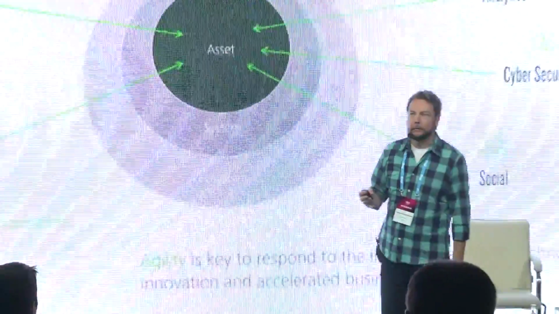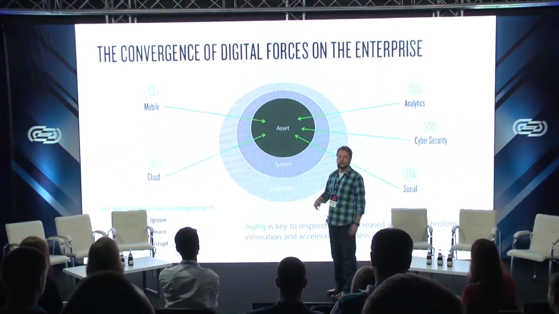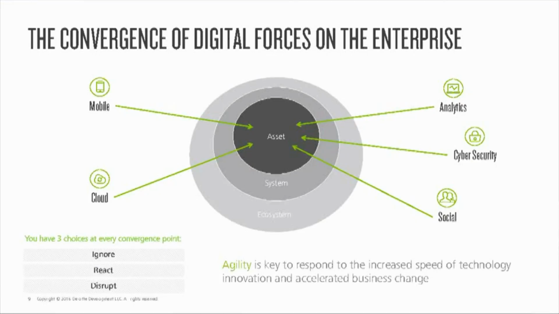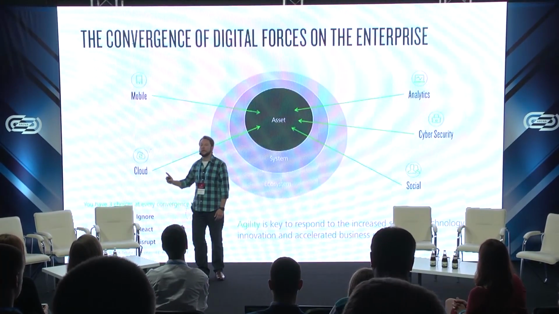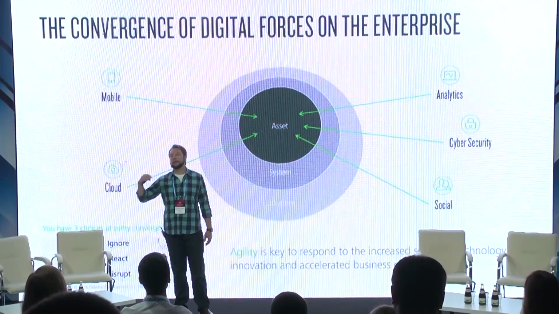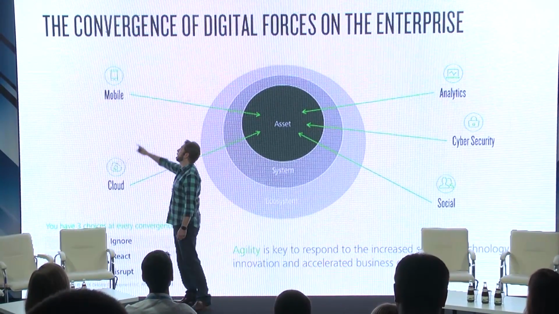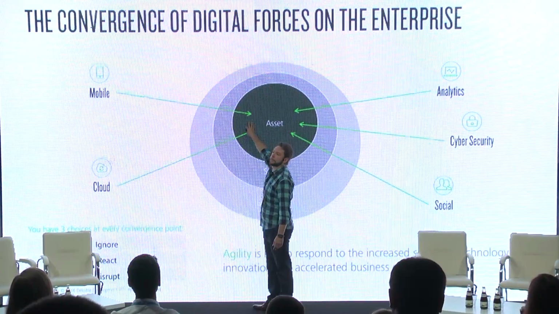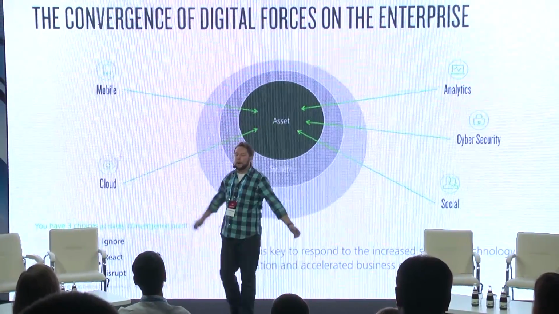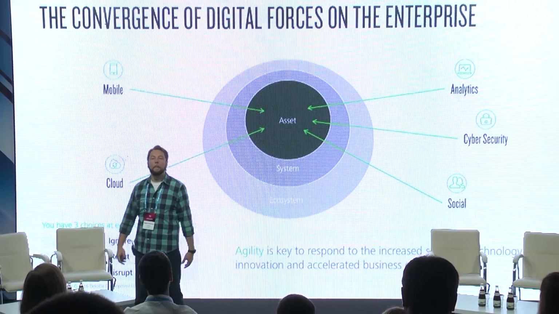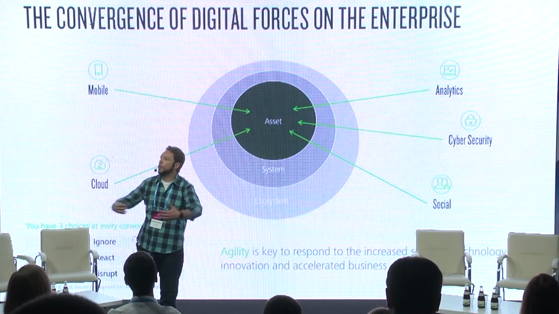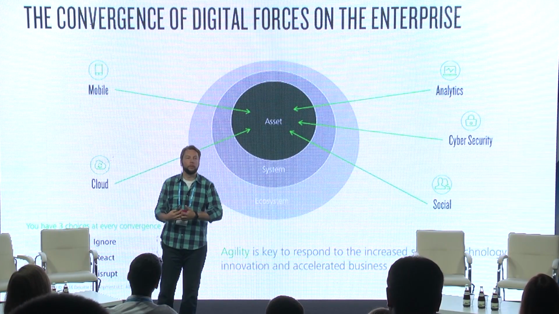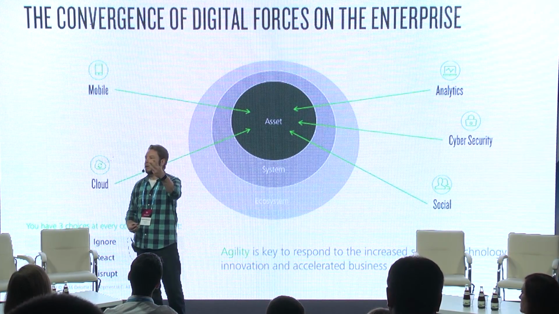I said early on that all these forces are actually acting on the enterprise, and this is literally what I meant. All of those forces, the digital forces, are converging on the enterprise. And the key here is to understand that any one of these forces is interacting with all layers of the enterprise. So when I look at mobile, mobile is affecting the ecosystem, the system, and the asset. What does that mean practically? Practically, that means that when I'm thinking about creating a mobile application, so when I want to harness the mobile power, the mobile force to create disruption, I've got to think about three things.